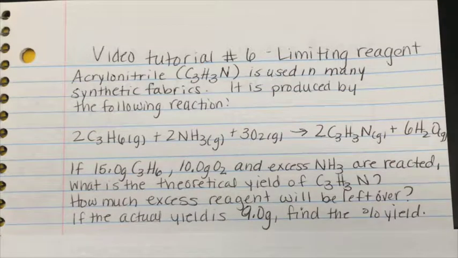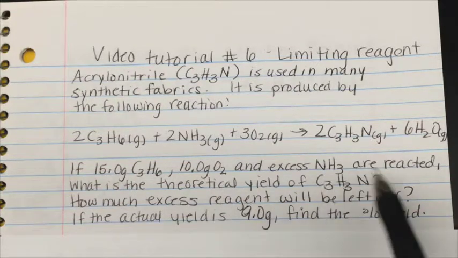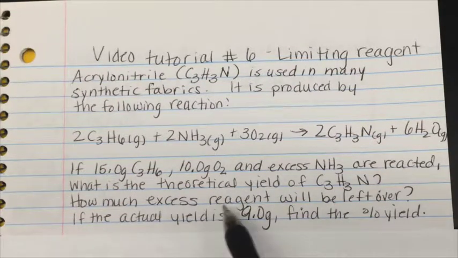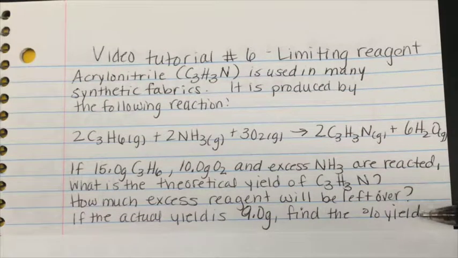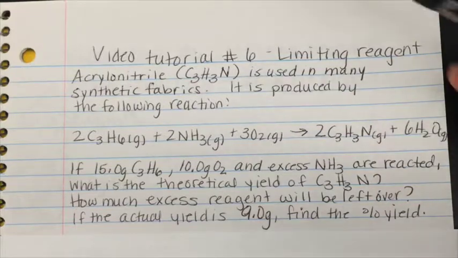The question says, if 15 grams of C3H6, 10 grams of oxygen, and excess ammonia are reacted, what is the theoretical yield of acrylonitrile, C3H3N? How much excess reagent will be left over? And if the actual yield is 9 grams, they want you to find the percent yield.